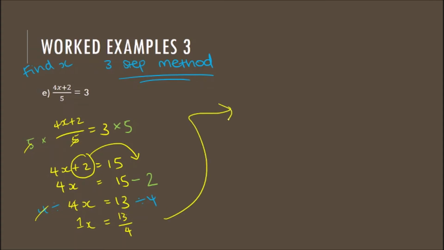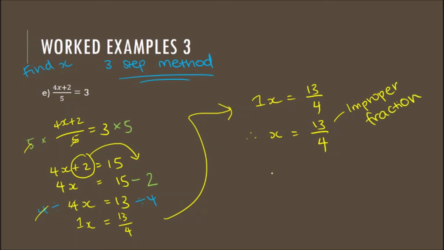I'm just going to continue my writing over here. So now we've got 1x equals 13 over 4. We don't write x, so that equals 13 over 4. When a numerator is bigger than a denominator, it's called an improper fraction. That's what it is. Now, how do I convert that into a mixed number?